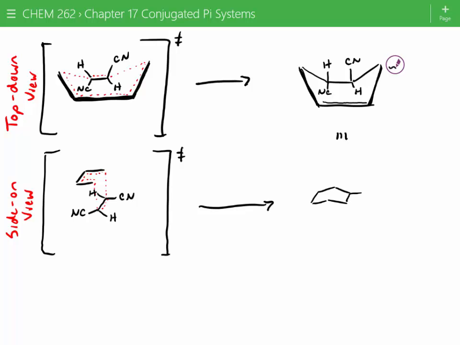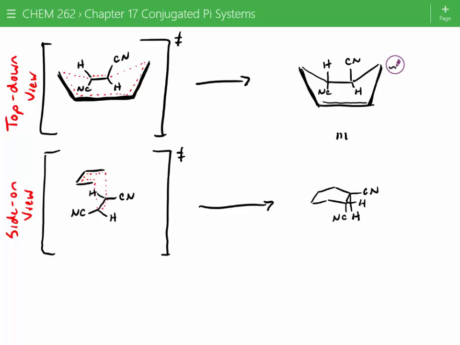So we've got two protons out here, and then we've got a cyano group here and a cyano group down there. Oops, sorry. Thank you. Somebody caught me. Cyano group here and a proton there, right? So it's almost like two legs sticking down and two legs sticking out for this one.